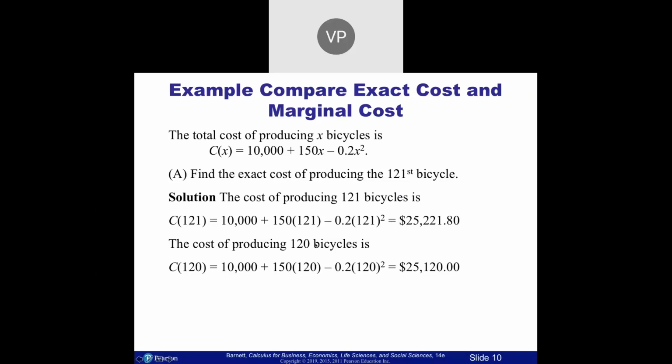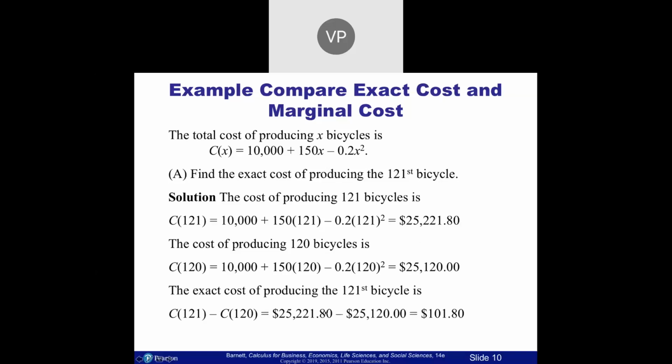Well, let's look at before that. What was it going to be if you did 120? It would be $25,120. The only difference here is that you added one more bicycle. So basically, what would that 121st, that extra bicycle, have cost? We subtract them, we find it's about 101.